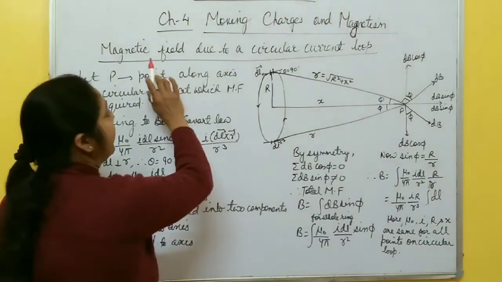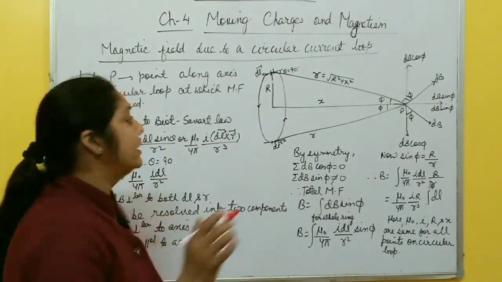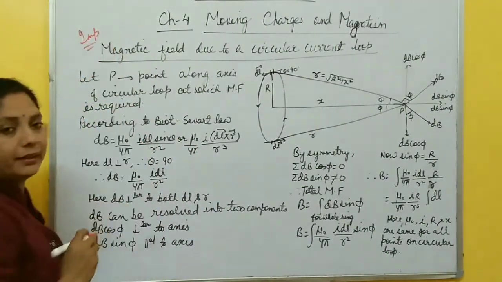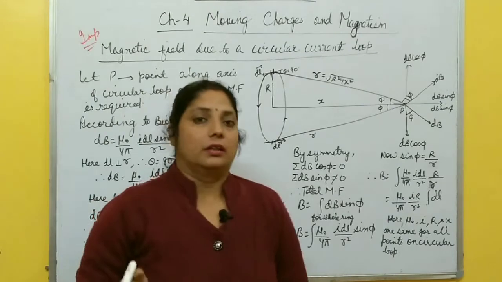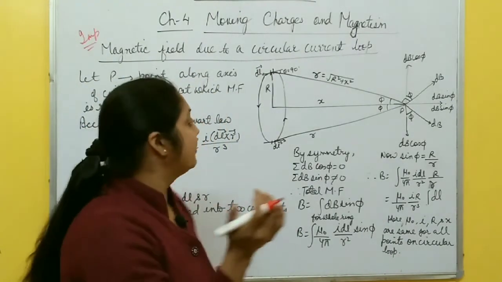Now, the next important topic is the magnetic field due to a circular current carrying wire loop. This topic is also very important from the examination point of view, right? Magnetic field due to a current element according to Biot-Savart law.